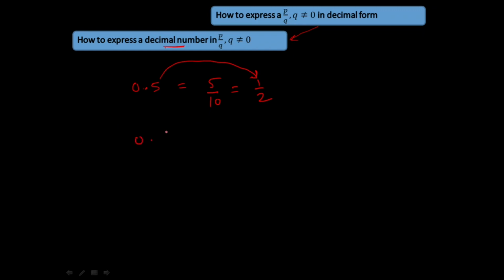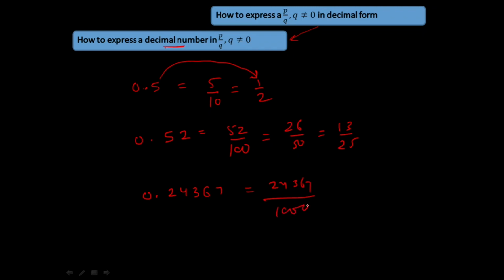Let's take this example, 0.52. That will be 52 over 100. So if you simplify this value, I will be getting 26 over 50. Further, it will get cancelled by 2 only, so 13 over 25. What about this number, 0.24367? How to convert this into P over Q form? Obviously there are 5 digits after the decimal, so I will be dividing this number by 10,000.